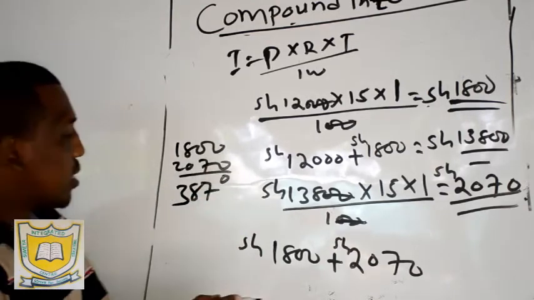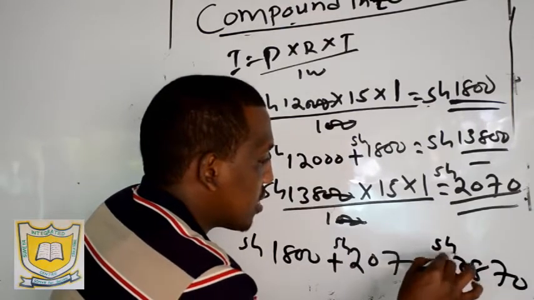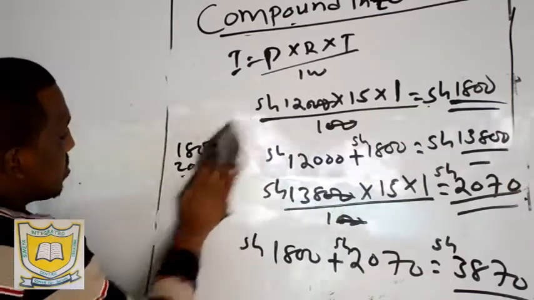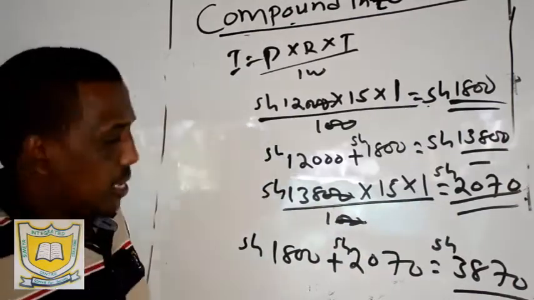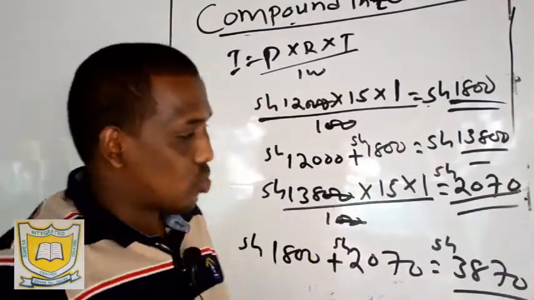So you will get here shillings 3870. This is the compound interest, but the question is not asking compound interest. Let us go back to the question.